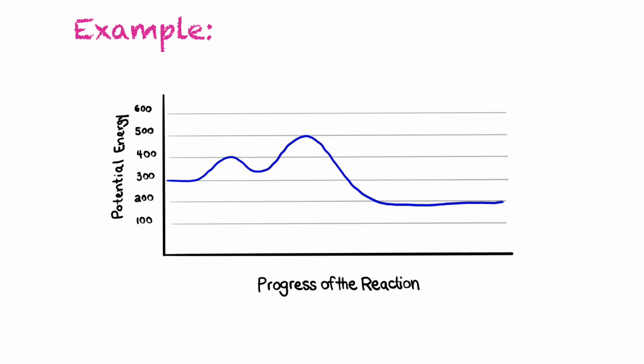What's the delta H of step number 2? It goes from here to here, so that's about 140. And then the activation energy of step number 1 is 100 kilojoules. So you have to put in 100 kilojoules to allow that reaction to happen.